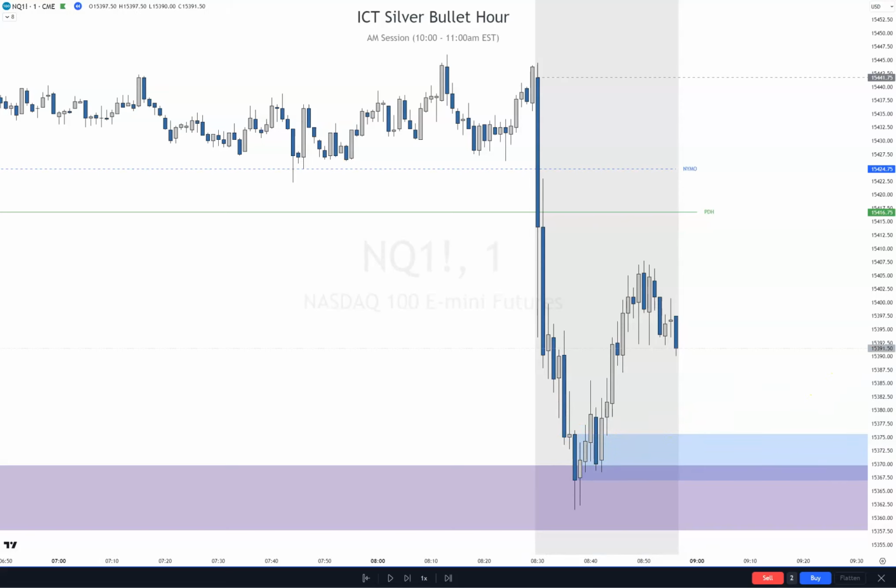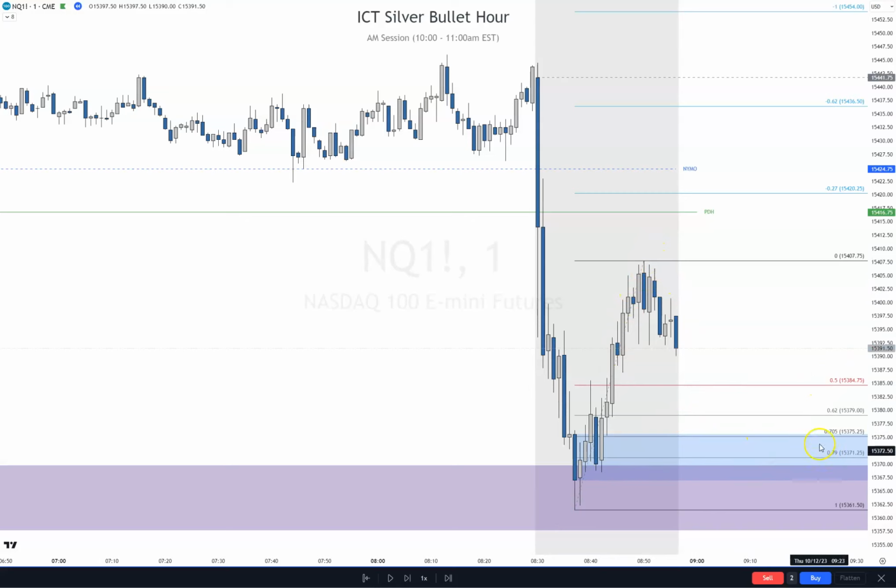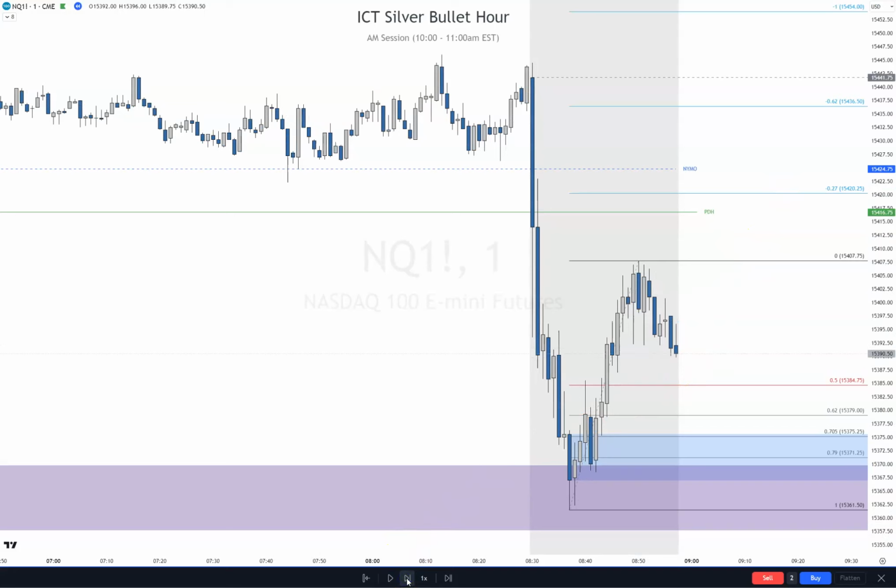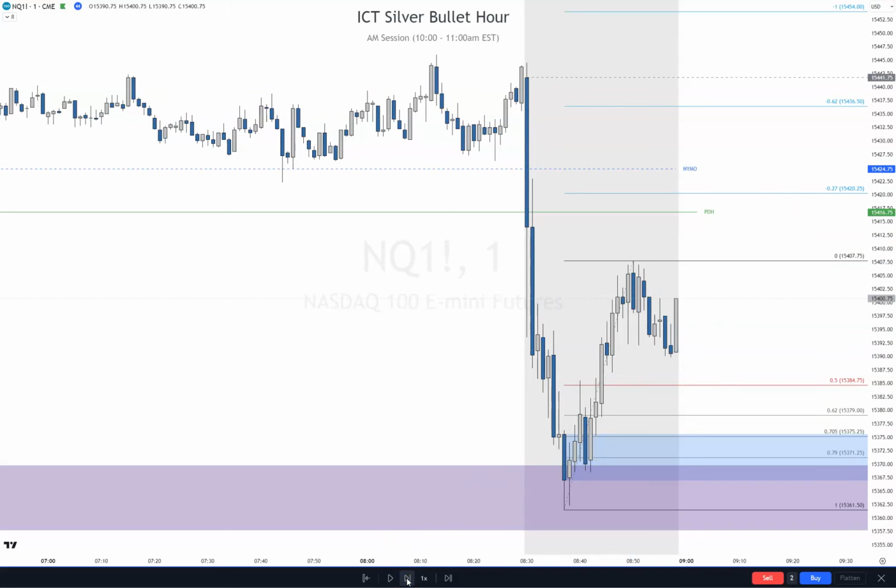So let's pull a fib from low to high, and let's see optimal trade entries right here where this order block is. So we're looking for something to come down here. We're not going to take the trade unless it's in our hour, an hour from now. In the Silver Bullet, we're just trying to see if we're actually going to get a market maker buy model here. So now we're going to keep playing it, candle by candle. Let's see what we get here.